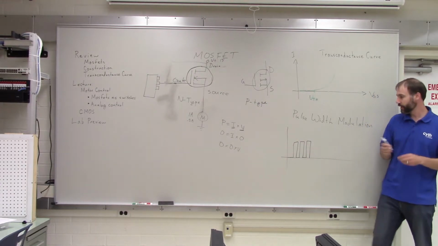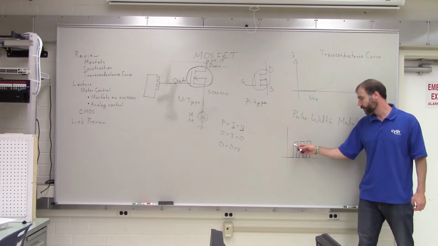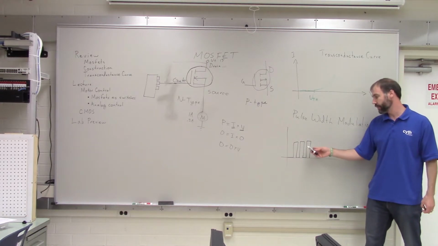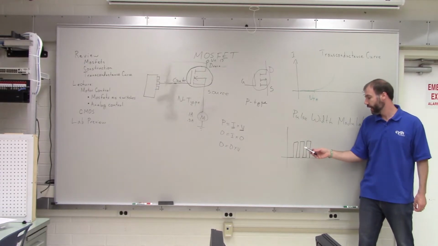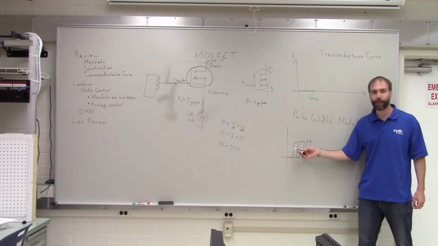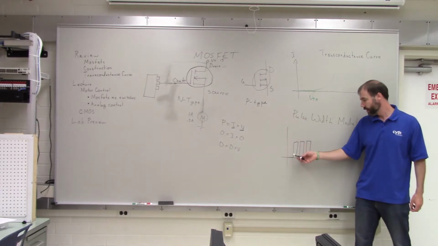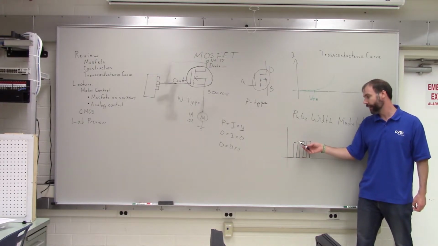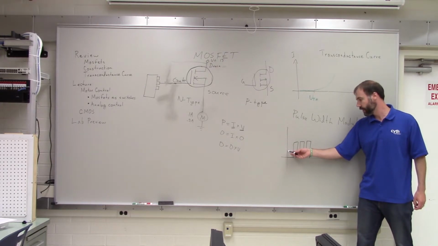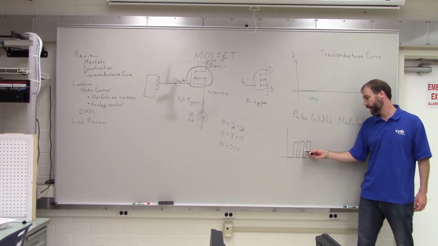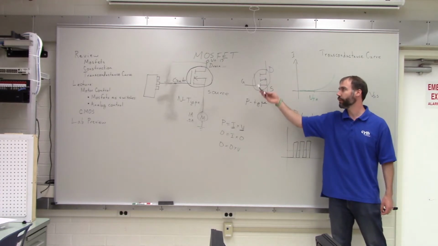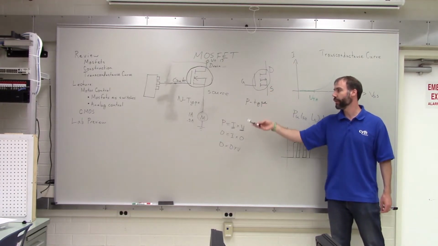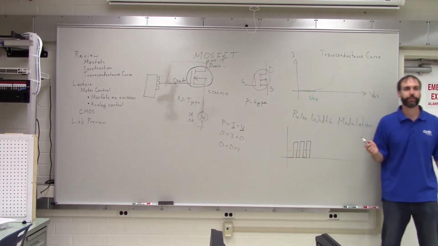And what this does is that you can vary the width of these pulses to vary the amount of time that the MOSFET is on. And by doing that, you change the average voltage. So if the MOSFET is on for half the time and off for half the time, then the average is about half. So you would get out about half of the maximum current that you could get from your circuit.